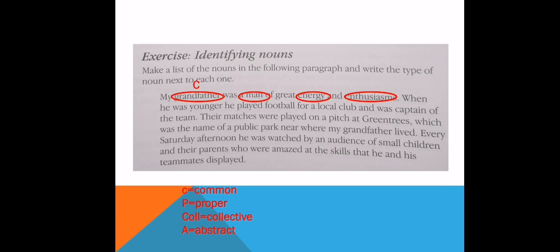Then I'm going to go ahead and write a C above grandfather, because it's a common noun. C above man, same reason. A for abstract above energy, and then another A for abstract above enthusiasm, because these do not physically exist. They are ideas.